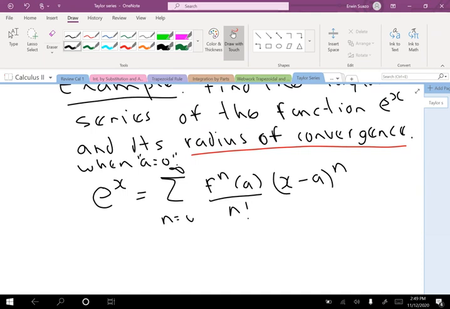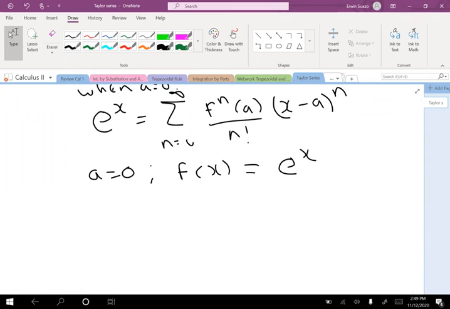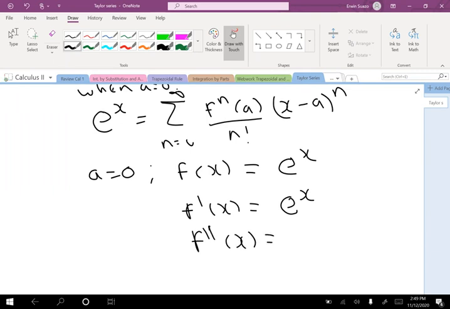So what do you need to do? You say, okay, a equals 0, and what is f of x? It's e to the x. Very easy. So you find f prime of x. What is f prime of x? e to the x. Second derivative? e to the x. Third derivative, e to the x, right?